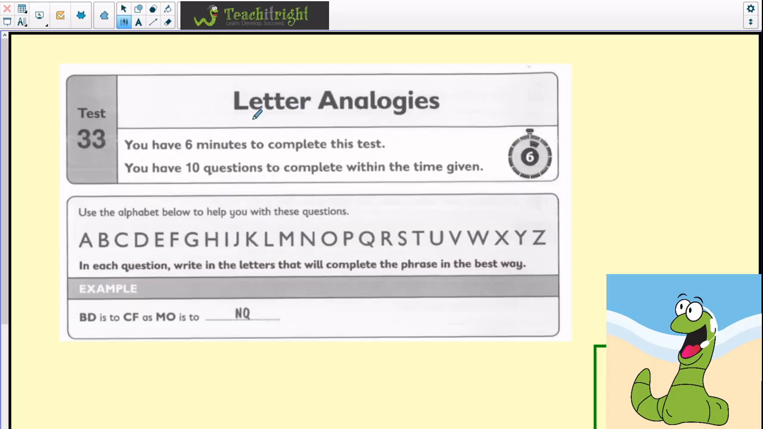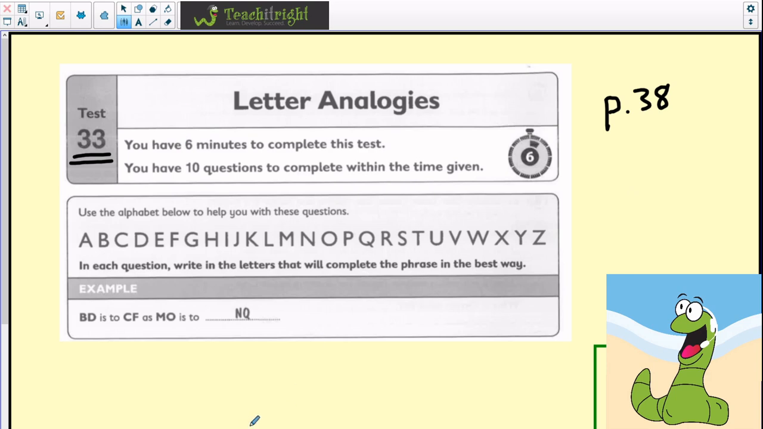The first thing we're going to look at is letter analogies, and this is test 33 in your books. So make sure, please, that you have this book out. Of course, it is a good idea when we go through the video, if you do want to pause it at any stage, you can. This is actually on page 38 if you prefer to refer to the page numbers rather than the test numbers. So this is on page 38 and we're looking at letter analogies.